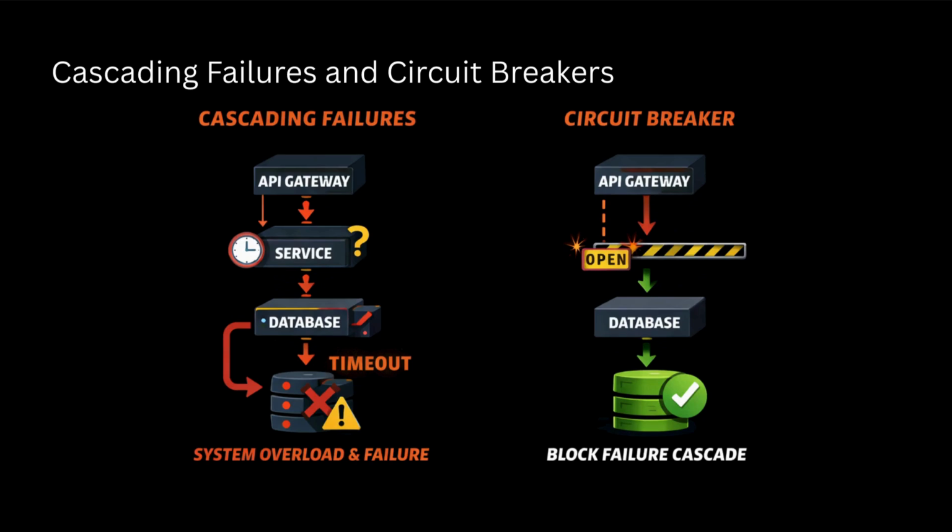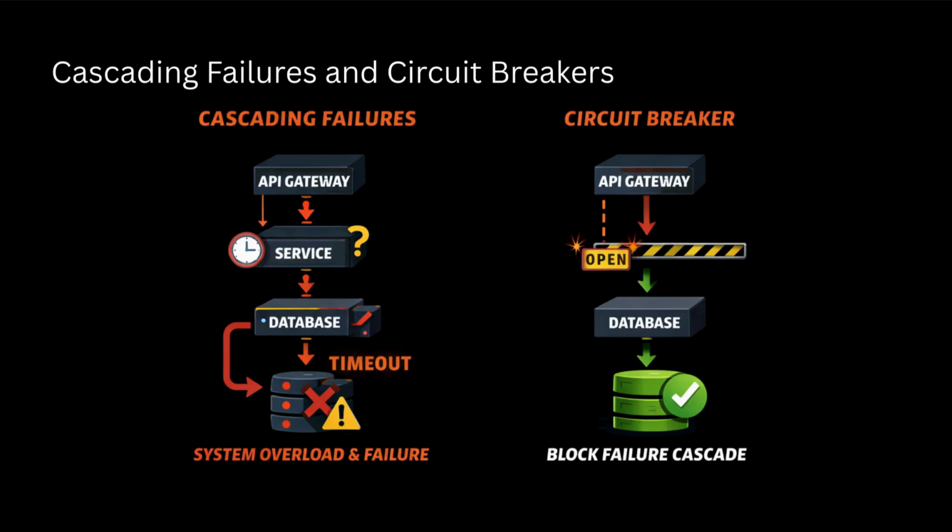A circuit breaker acts as a monitor for failures. If a downstream service starts failing repeatedly, the circuit breaker trips and stops sending requests to it temporarily. Instead of making users wait for a long timeout, the system fails fast and returns an immediate error or a cached response. After a cooling off period, the system will allow a few trial requests through to see if the service has recovered or not. This simple mechanism is what prevents a single slow dependency from taking down your entire global infrastructure.